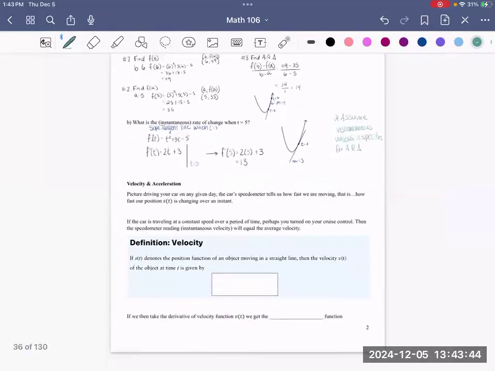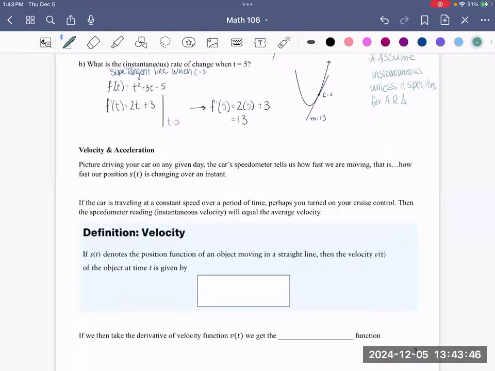Now let's get into some real world context in which we could see what the difference is and what the usefulness is. Picture yourself driving your car on any given day. The speedometer tells us how fast we are moving, that is, how fast our position, S of t, is changing over an instant. If the car is traveling at a constant speed over a period of time, say you turn on your cruise control, then the speedometer reading, your instantaneous velocity, is equal to your average velocity.